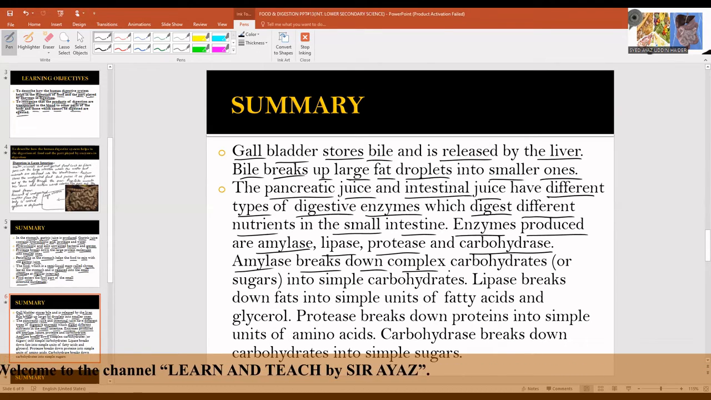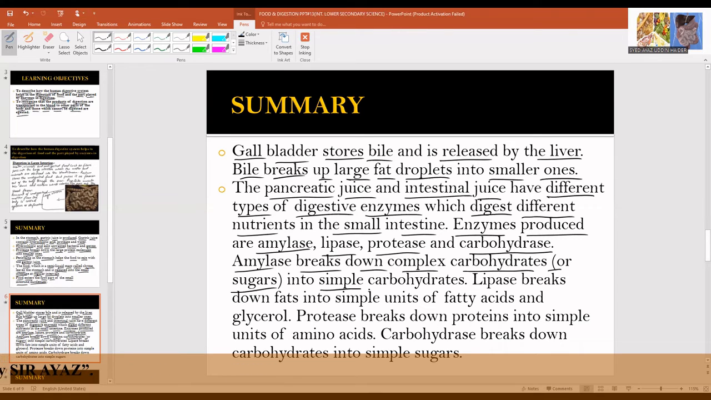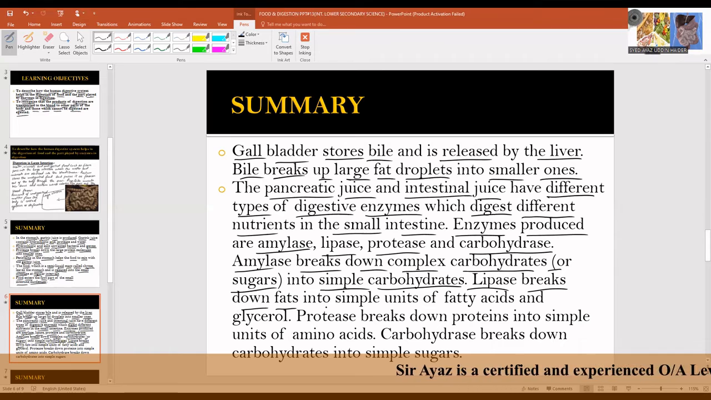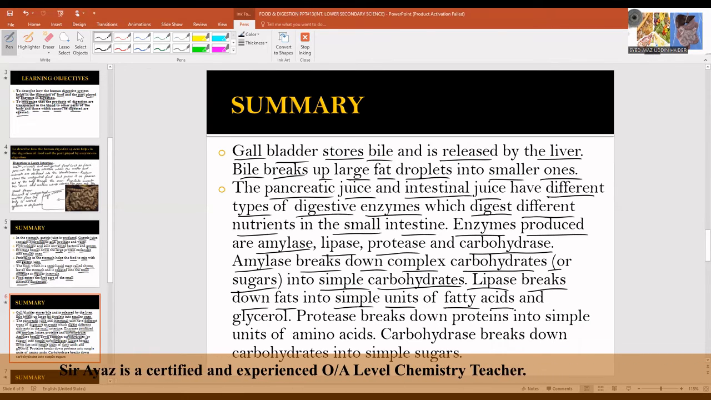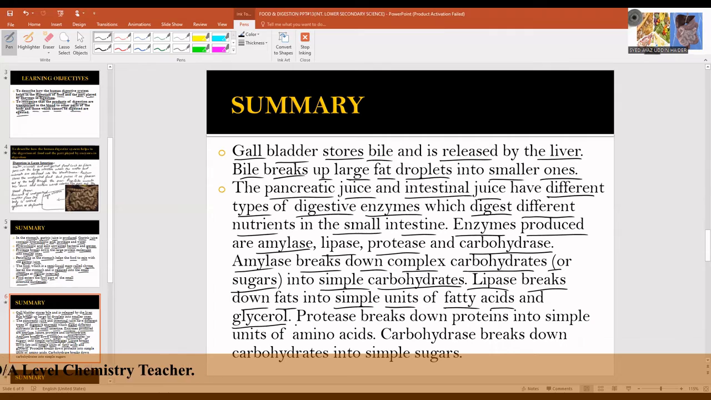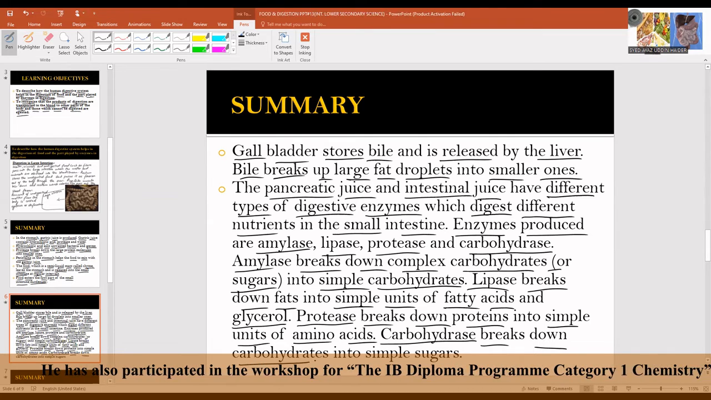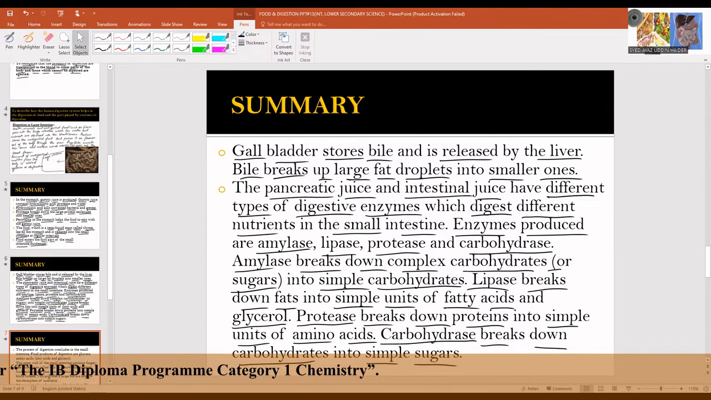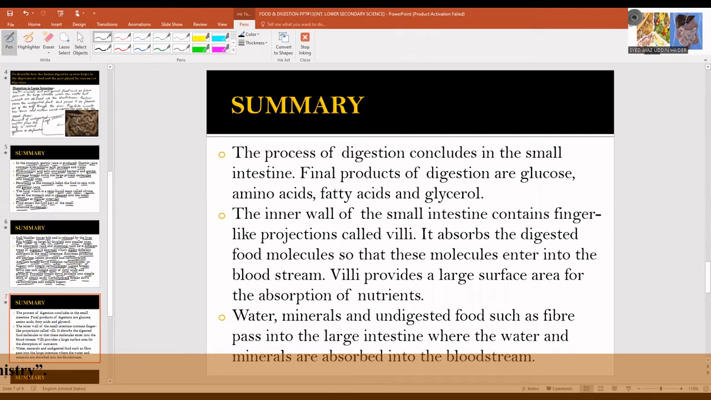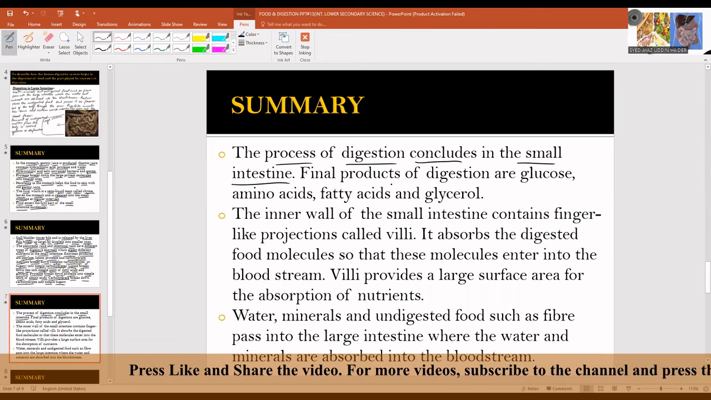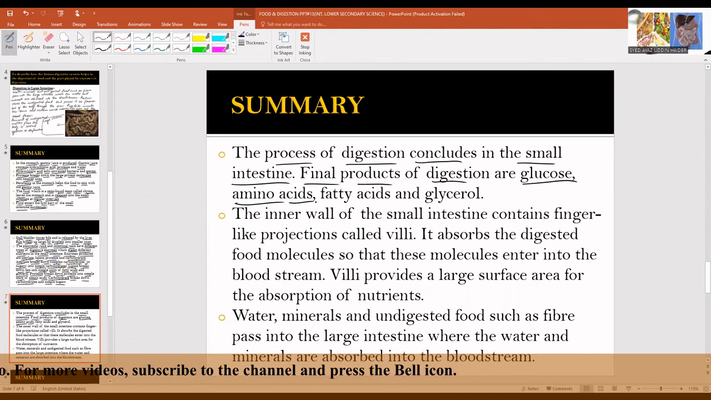Amylase breaks down complex carbohydrates or sugars into simple carbohydrates or sugars. Lipase breaks down fats into simple units of fatty acids and glycerol. Protease breaks down proteins into simple units of amino acids. Carbohydrase breaks down carbohydrates into simple sugars. The process of digestion concludes in the small intestine. Final products of digestion are glucose, amino acids, fatty acids, and glycerol.